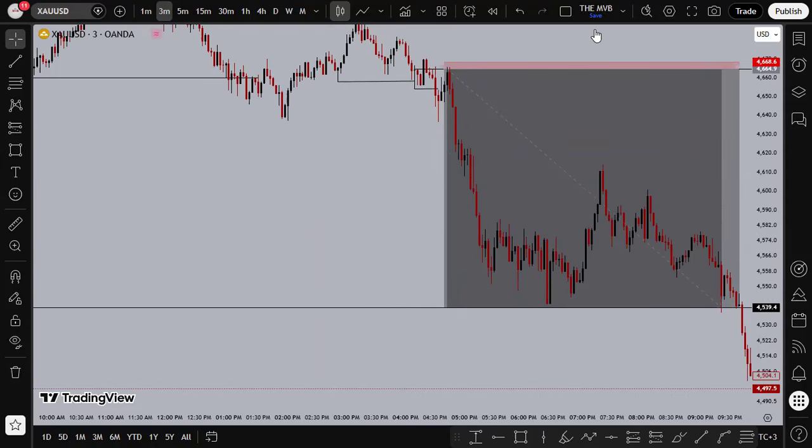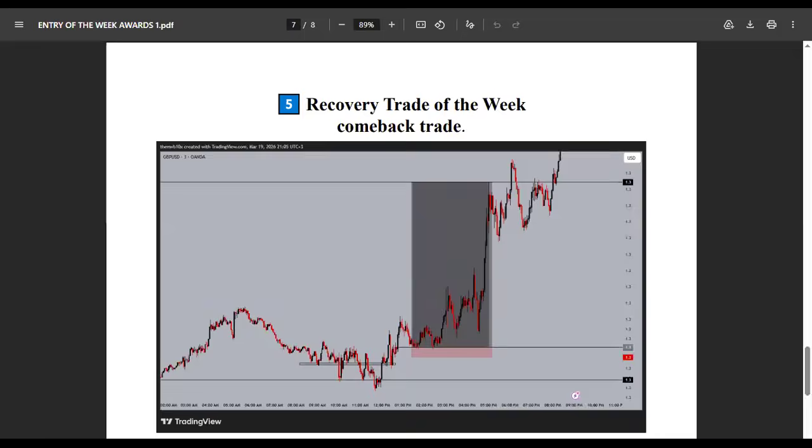Amazing. So for the next category, recovery trade of the week, the comeback. This means I took the loss and then I came back again and killed it.